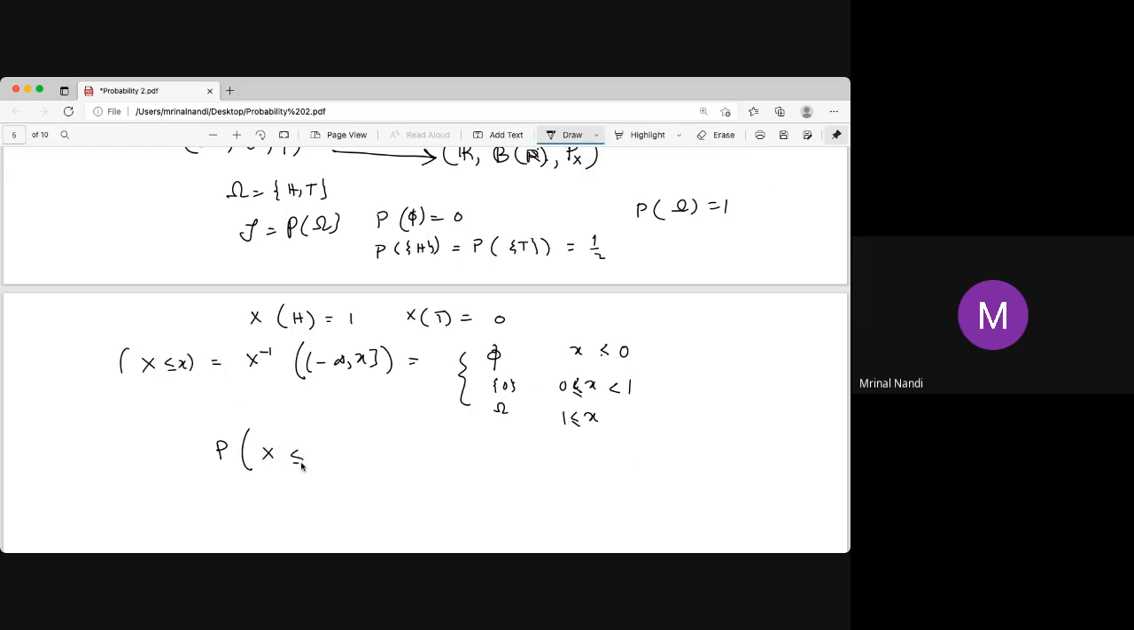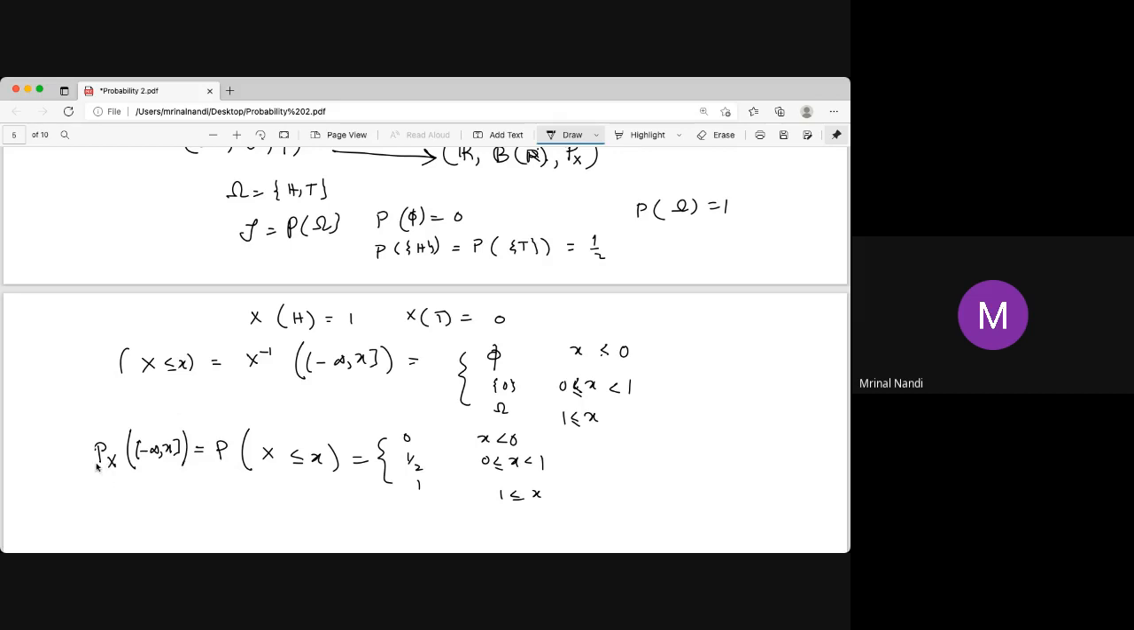So the probability is now clear. There are three values: 0, half, and 1. It is 0 for x less than 0, half for x from 0 up to 1, and if x is greater than or equal to 1, then it is 1. We underline that probability, and we write it as the probability of this set. We can just write P_X, the probability distribution function of this X, the probability of this set.